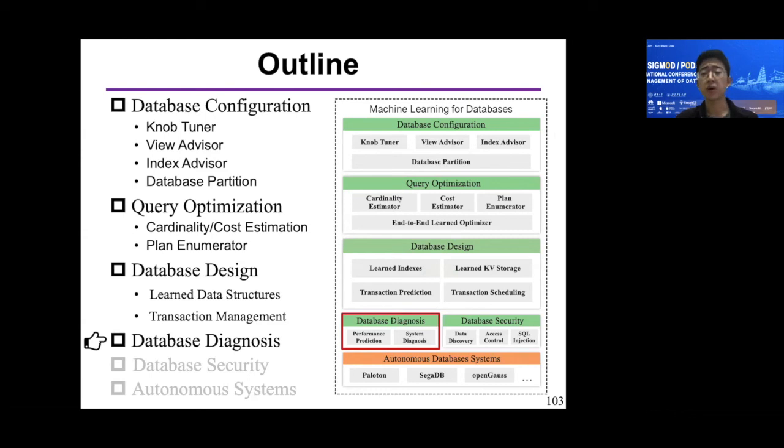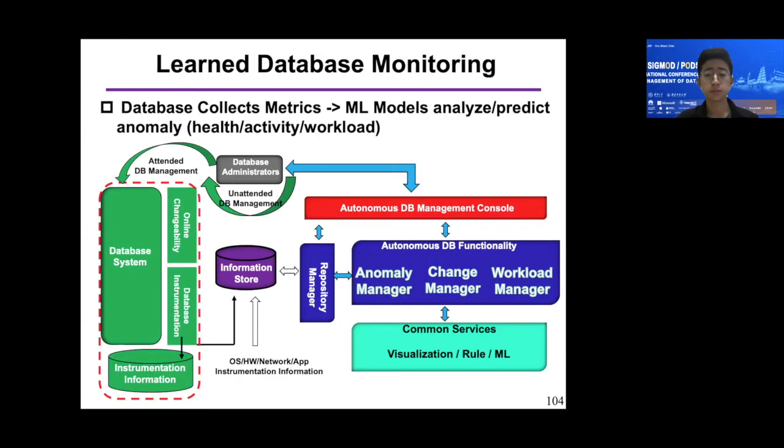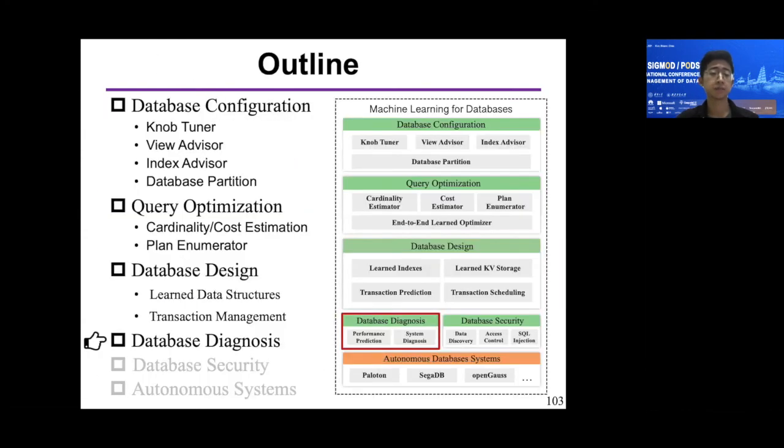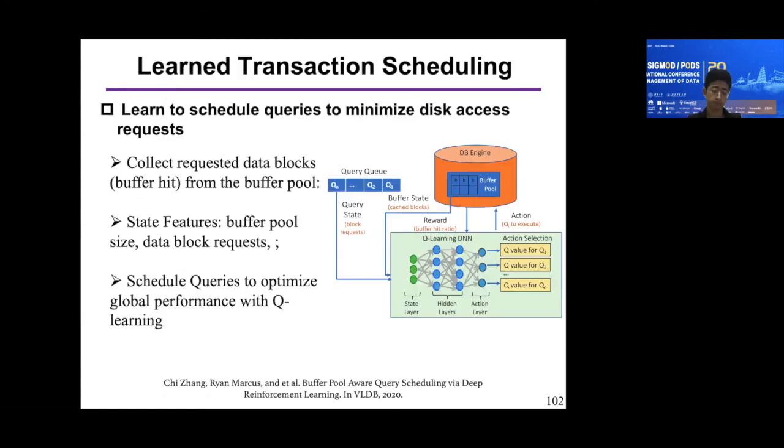After that, we will introduce current transaction management, and we can find that we can use deep learning for transaction management. We mainly have two observations.